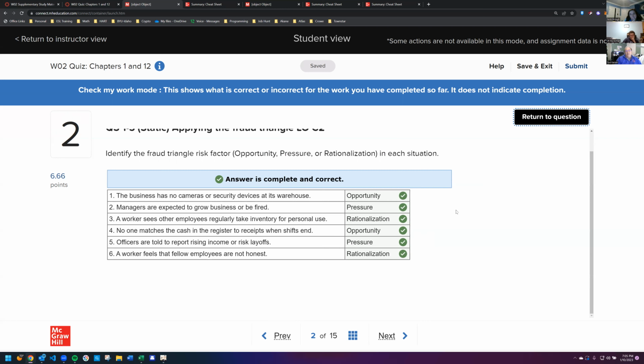So if you have an opportunity to stay 3 or 4 days ahead of the due date of the assignment, please, by all means, do that.